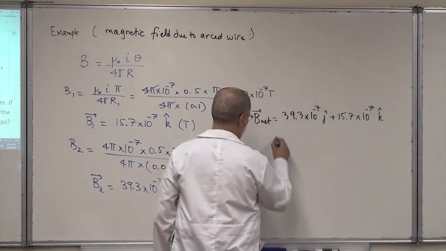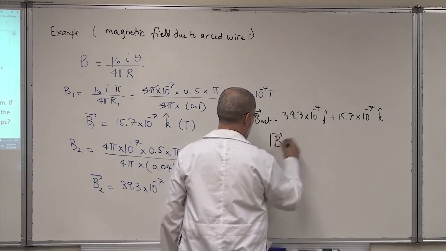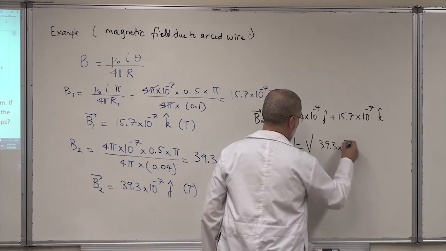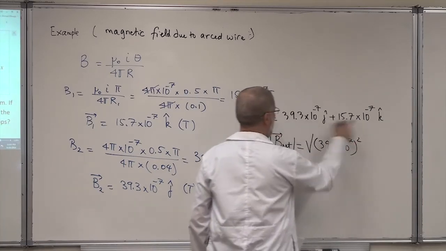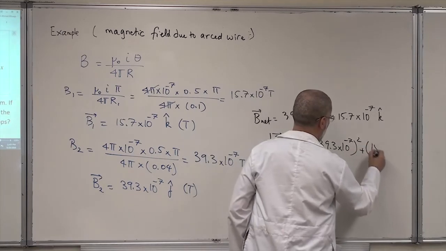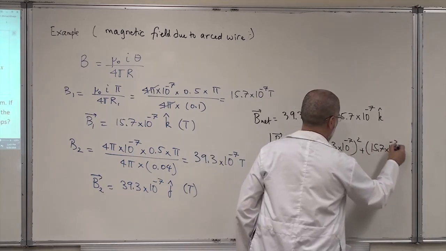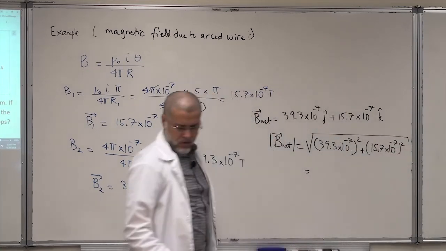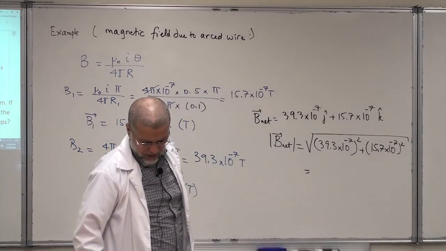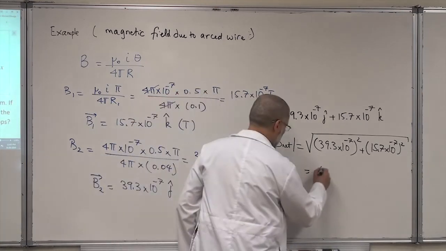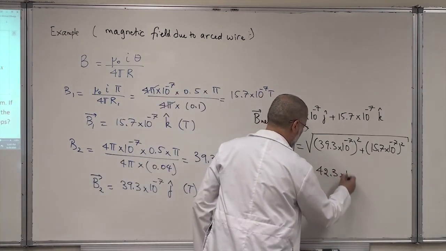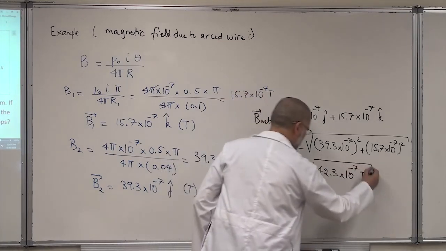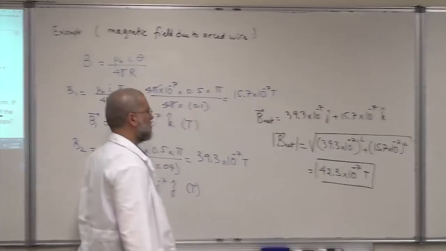If you want the magnitude of B net, it is simply the square root of 39.3 to the power minus 7 squared, because these two vectors are perpendicular, plus 15.7 to the power minus 7 squared, and you take the square root. We are using Pythagoras here to find the magnitude of the magnetic field, which will be 42.3 to the power minus 7 Tesla. That's the net magnetic field in magnitude. If you want it as a vector, this is what it is. Thank you.